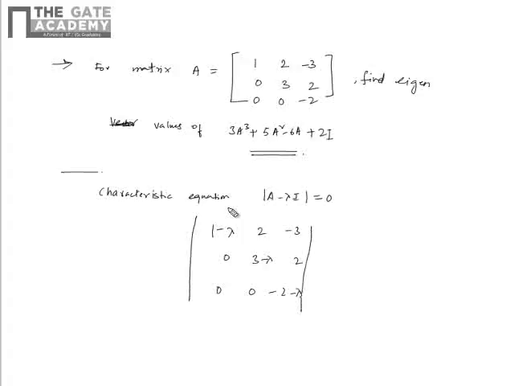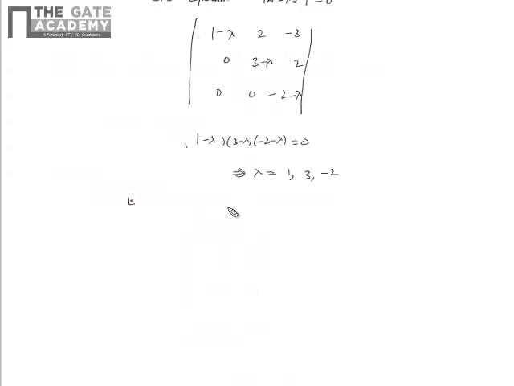Okay, now this I have to evaluate. This comes out to be basically 1 minus lambda. So the determinant is just, because it's basically a triangular matrix, the product of the diagonal terms. Okay, and so the values of lambda come out to be 1, 3, and minus 2. So the eigenvalues of A are 1, 3, minus 2.